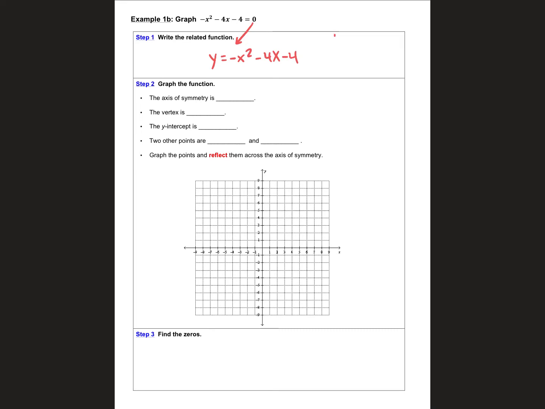And then our a value is -1. Just to clarify, our b value is -4, and our c value is -4. You don't have to write it out the way I'm doing that, but that might help some people just to make sure they understand. And then go on to the axis of symmetry, which is -b over 2a. So it's going to be -4 over 2 times a, which is -1.